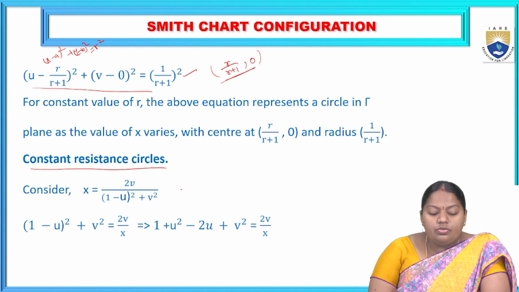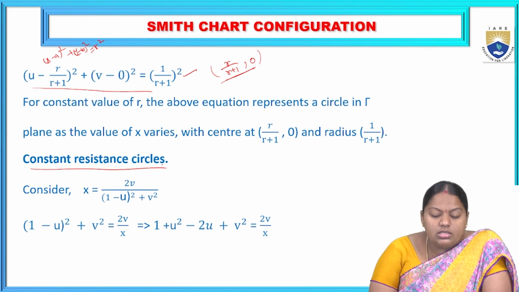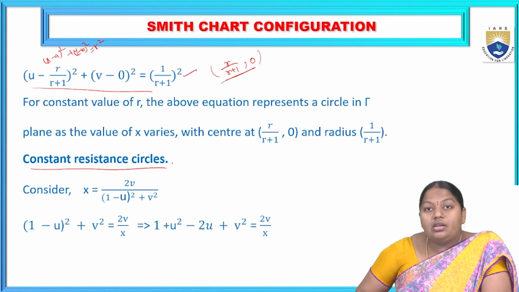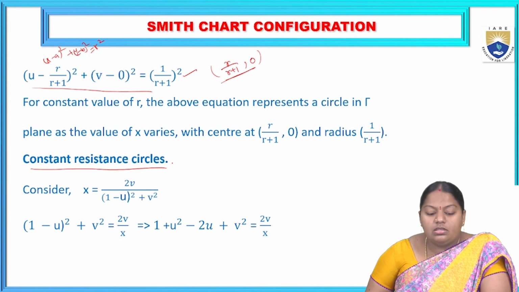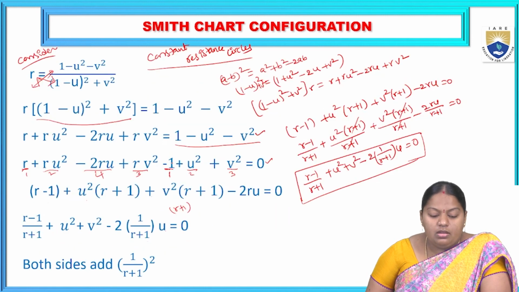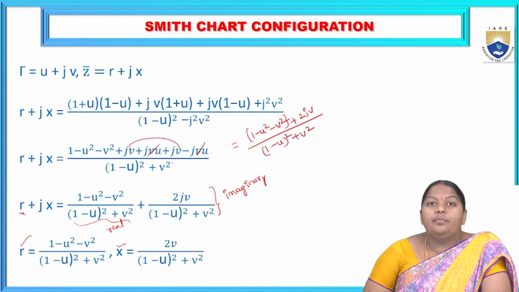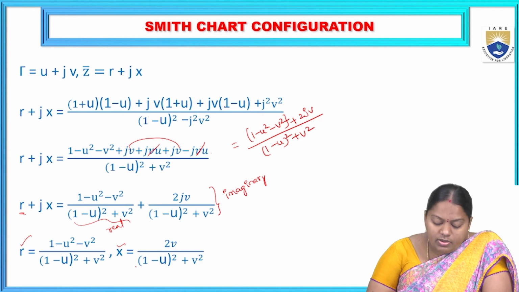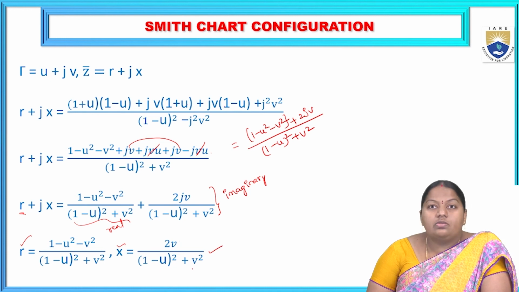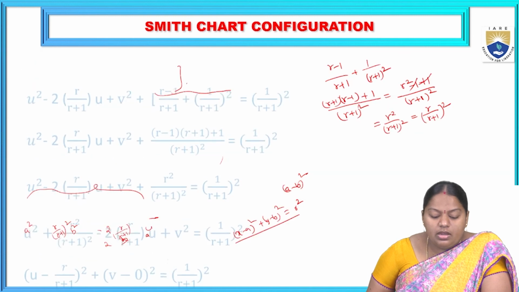Now, to get the constant resistance circles, we considered the real part of the normalized impedance equation. To get the constant reactance circles, we need to consider the reactance part of the normalized impedance, which is given by x equal to 2v by (1 minus u) whole square plus v square.